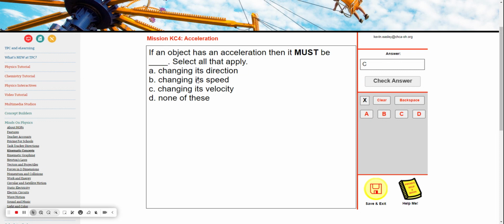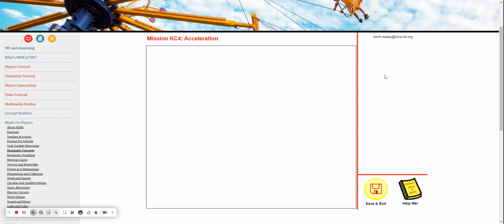If it's changing its speed, that may or may not be true because velocity can include changing direction. So its speed could be constant and the velocity changing. An example would be going around a curve. Changing its direction may not be true. It would have to be one of those, but it could be keeping its same direction and going at a changing speed. So A and B might be true, but would not always be true. So I'm going to go with C.